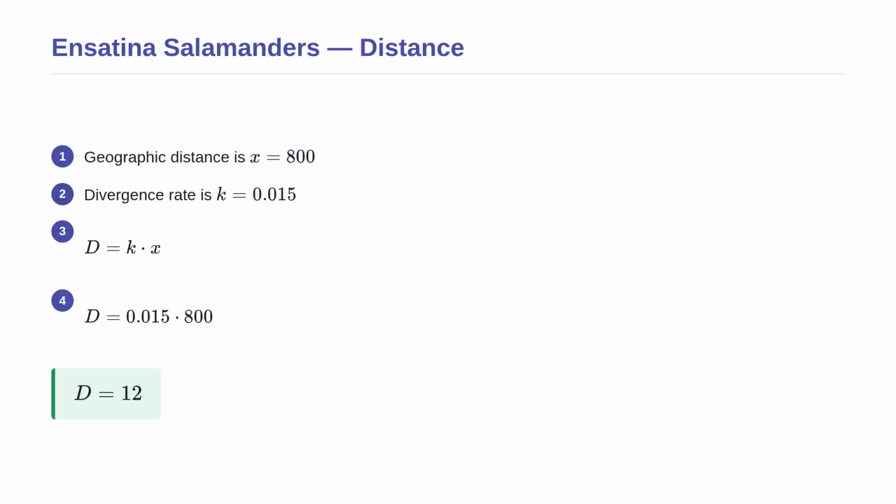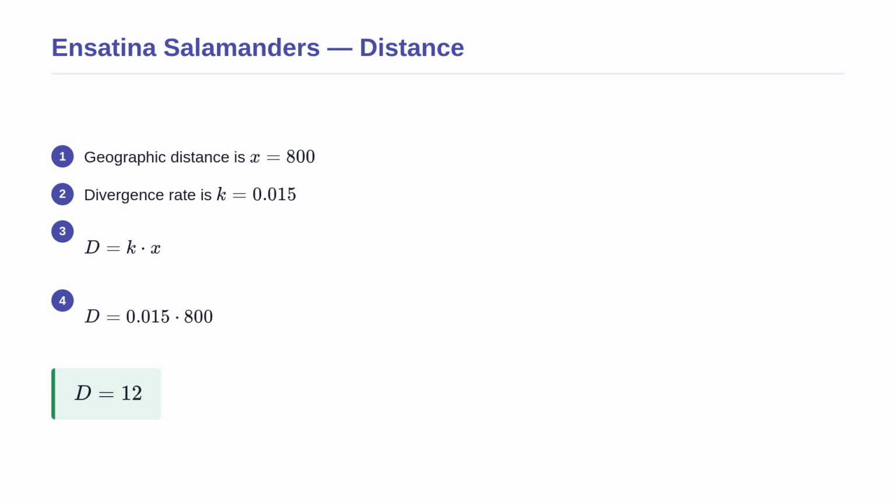Now that we have our formula, let us apply it to a real-world example: the Ensatina salamanders in California. The ancestral population started at the north end of the Central Valley, and the migration path down the eastern side is 800 kilometers long. We are given a genetic divergence rate of 0.015 mutations per kilometer. We want to find the total genetic distance.